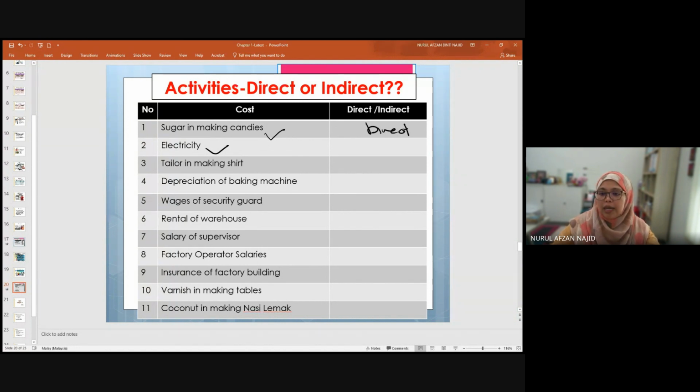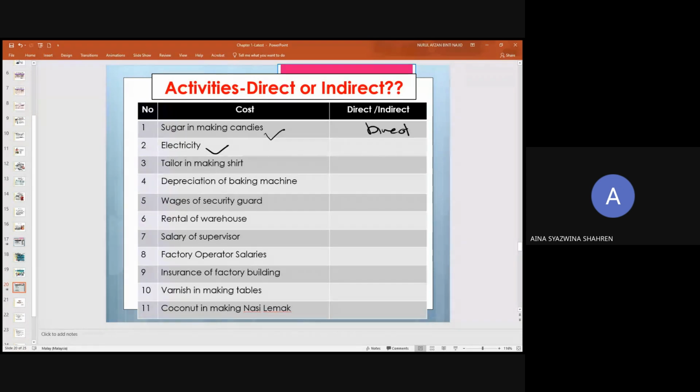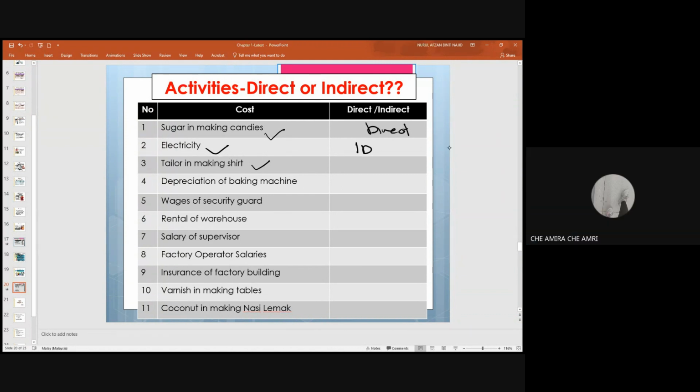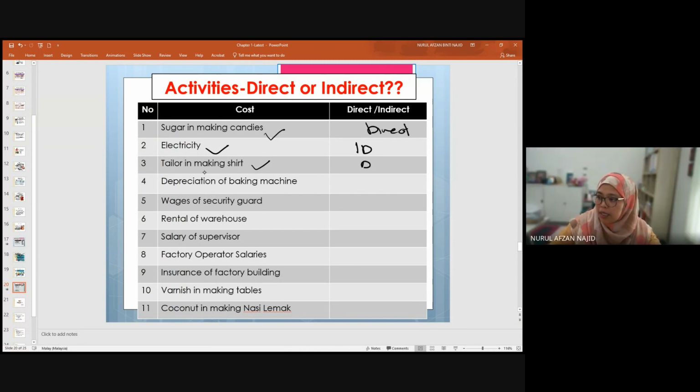Okay, pass over to Aina Shazwina. Indirect. Indirect, good. Sebab dia adalah operating expenses. Teller in making shirt, Cik Amira. Direct. Direct, good. Sebab teller ini adalah yang berkait langsung dengan shirt.